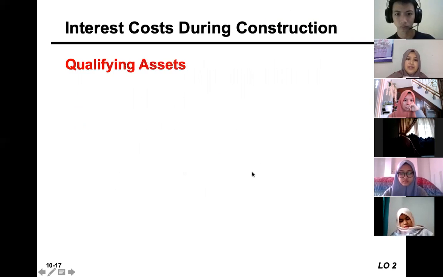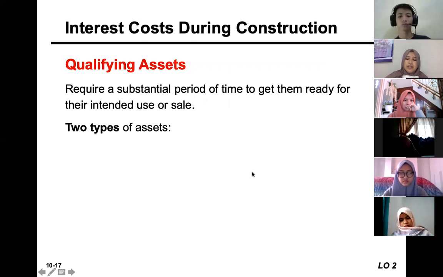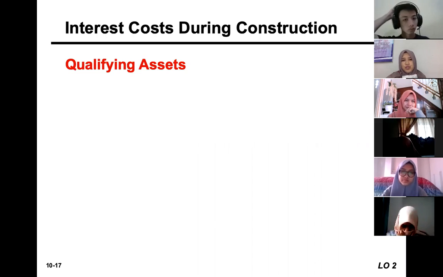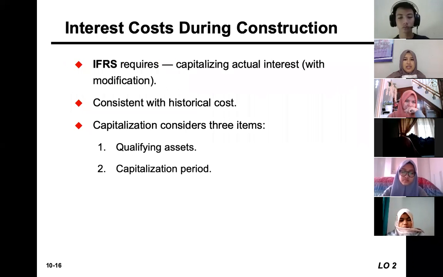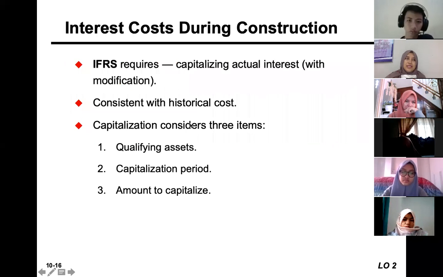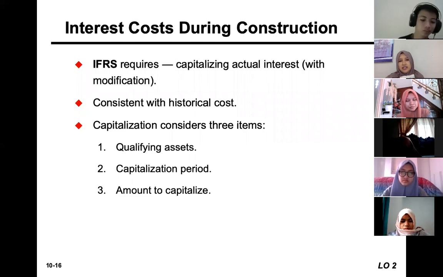This will involve a quite, what I say, it's not difficult, but it's a step-by-step calculation of how we can identify the actual interest cost. I would postpone it to the next meeting. So basically, the capitalization considers three items: what are the qualifying assets, how long is the capitalizing period, and what is the amount of capitalization. So we will do the step-by-step calculation next week, inshallah.